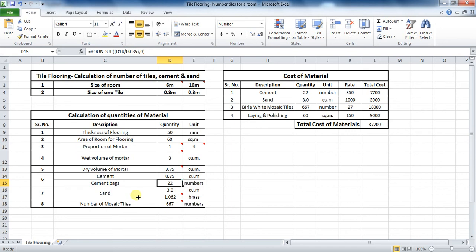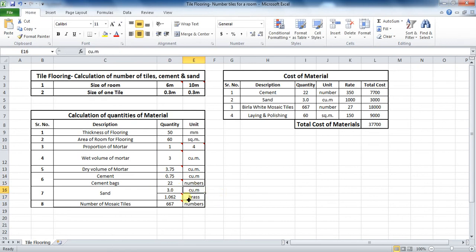Now, to calculate the quantity of sand required, the formula is dry volume divided by the sum of proportion into proportion of sand. That is, this 3.75 divided by 1 plus 4 into 4. To calculate it in Excel, put Excel formula as equal to cell D13 divided by bracket start cell D11 plus E11, bracket close, multiplied by cell E11, again bracket close, which comes to be 3 cubic meter.